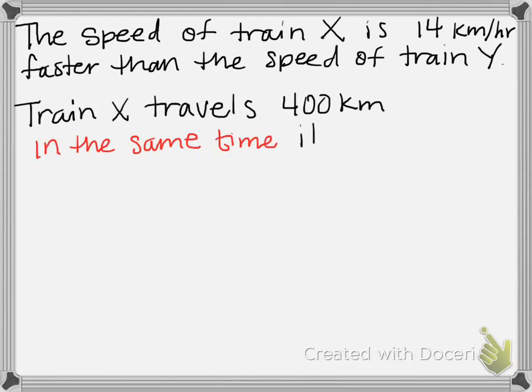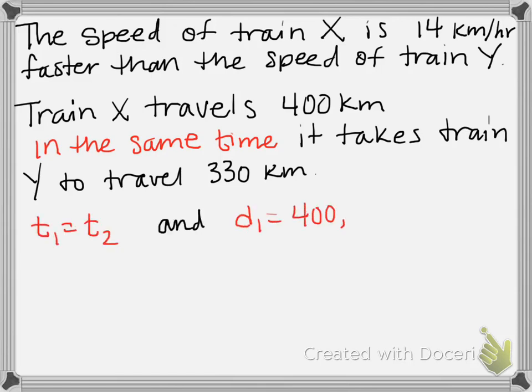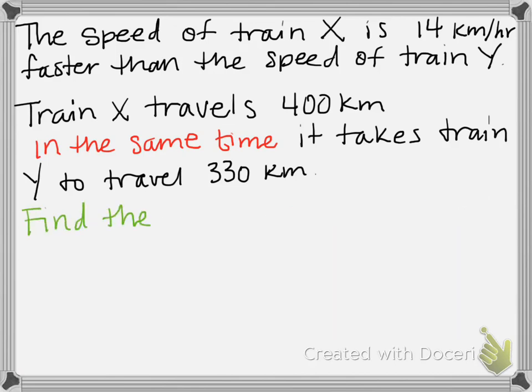Now, we have to be given more than just this information, so the next piece of information is that train X travels 400 kilometers in the same time, and that's very important, in the same time, they're letting us know that the times are going to be the same, that it takes train Y to travel 330 kilometers. So we've been given two very important pieces of information here. One is that the times are the same, so T sub 1 is equal to T sub 2, and we've been given the distances, that D sub 1 is 400 and D sub 2 equals 330. The piece of information that we are to find is the speed of each of the trains.